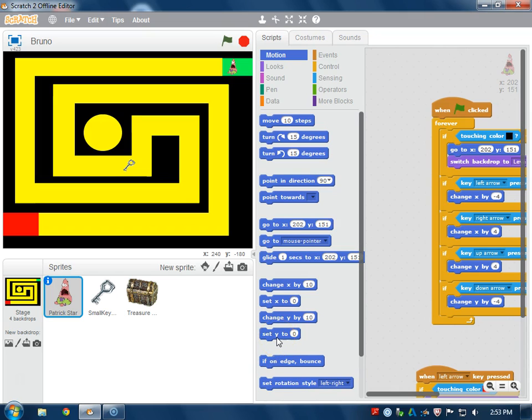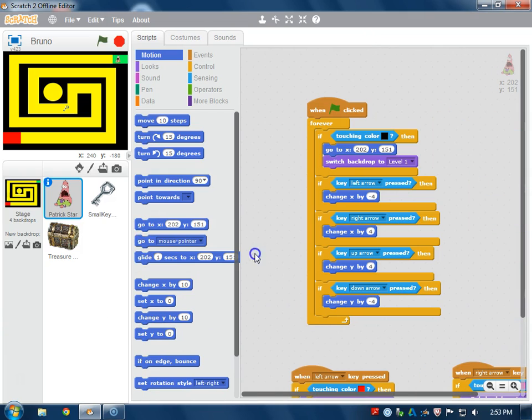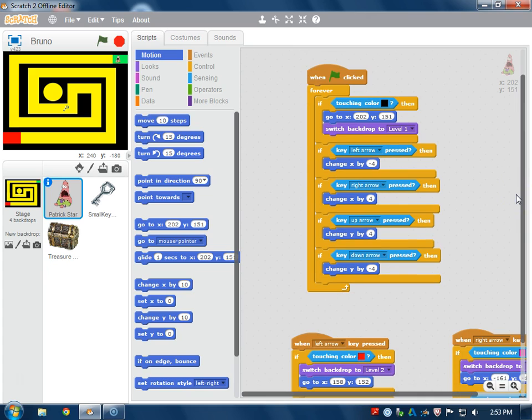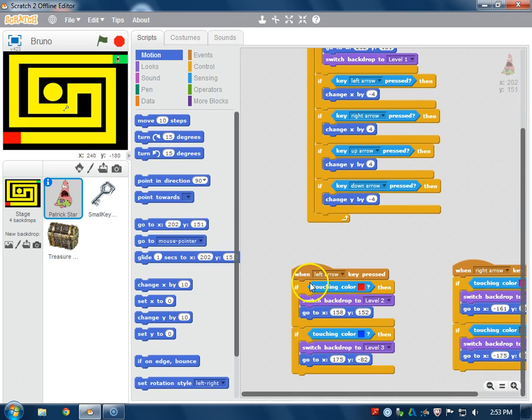Go ahead and talk to us about your code. All right, so the first code there manages the movement of Patrick and also says that if he touches the color black, he is set all the way back to level one. Okay, in the starting. So this right here, is that what you're talking about? Yeah. Okay. What about this code right here?